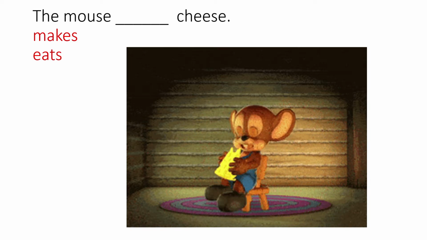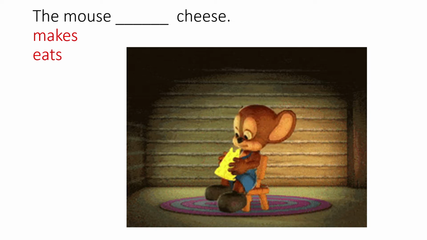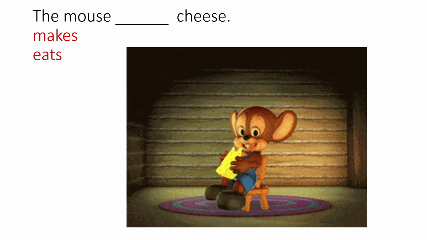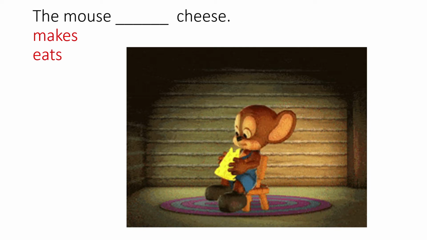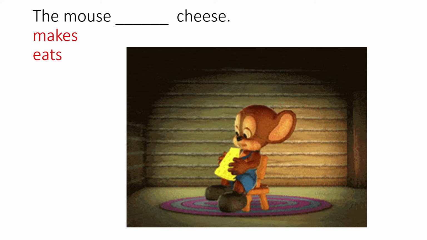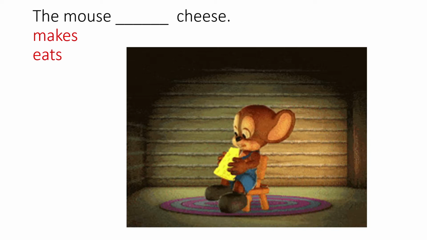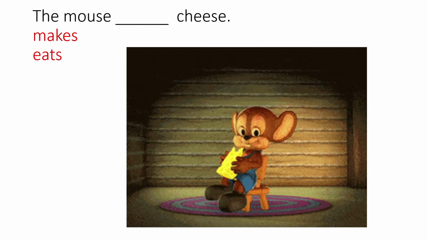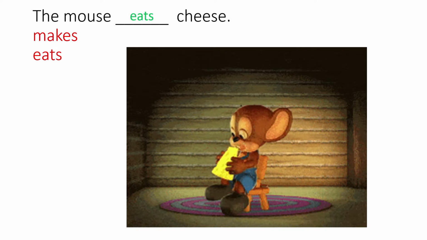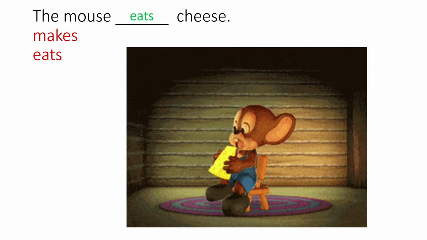One mouse is there in front of you. Then what will be the correct word for this mouse action? This mouse is doing some action. You have to tell me the correct action word. The mouse dash cheese. Makes or eats. The correct action word is eats. E-A-T-S, eats. The mouse eats cheese.